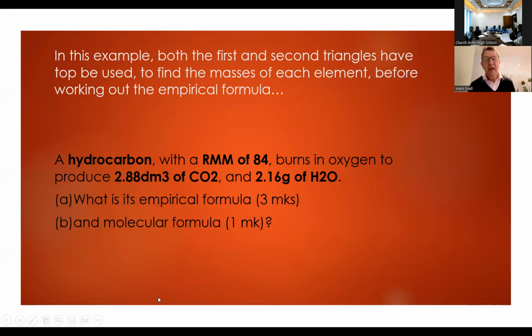Okay, here it is. So this is rather like that one which we have just done. It tells me that a hydrocarbon has an RMM of 84 and it burns to produce 2.88 cubic decimeters of CO2 and 2.16 grams of water.